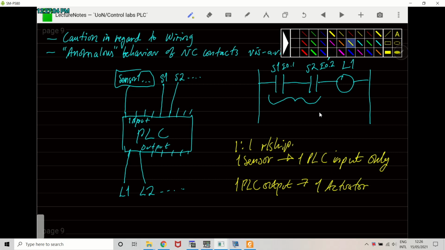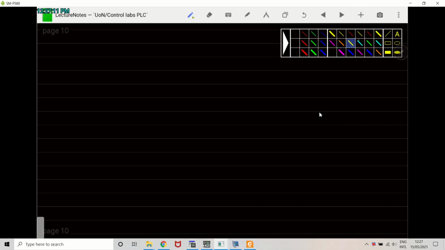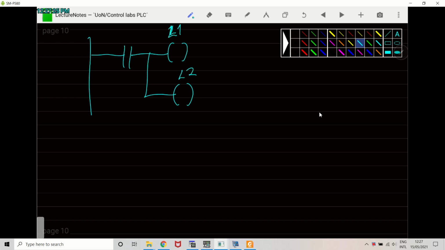Alright, so even in a situation where I could give you another illustration here. Supposing my ladder diagram ends up being something like this, for some reason. So this is lamp 1, and then this is lamp 2. When you look at the ladder diagram, you may be tempted to think that, yes, I should wire lamp 1 straight to lamp 2, and then wire them both to some other terminal of the PLC or something of the sort, but that should not be the case.